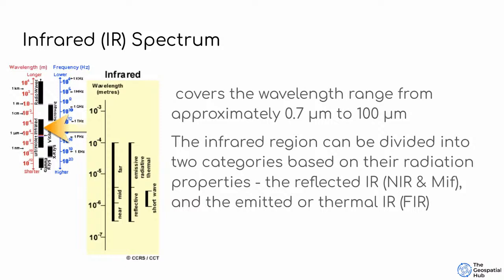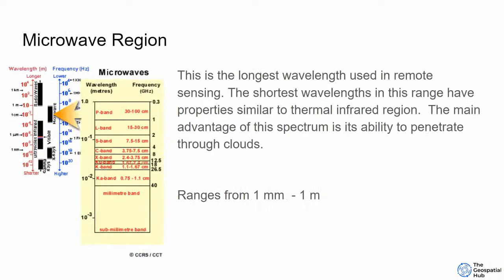Now the thermal infrared is quite different from the visible and the reflected infrared portions, as this energy is essentially the radiation that is emitted from the Earth's surface in form of heat. That's why it gets the name thermal infrared, because its radiation is emitted from the Earth's surface in form of heat. The thermal wavelength ranges from about 3 micrometer to about 100 micrometer. So we'll be moving on to the microwave region portion of the spectrum.